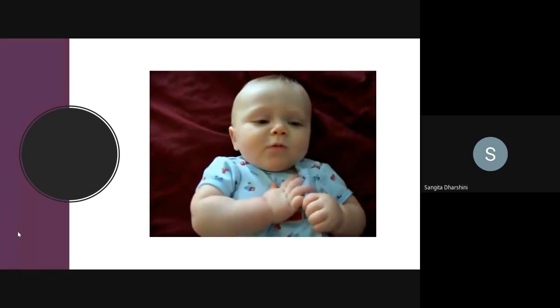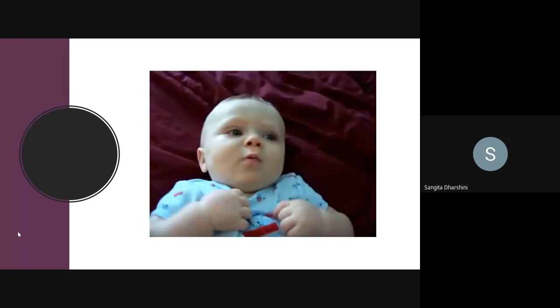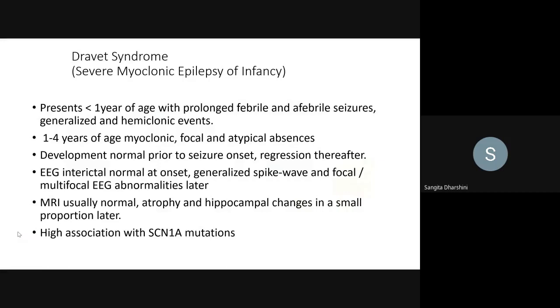The next nasty epilepsy syndrome would be Dravet syndrome, or another name for it is severe myoclonic epilepsy of infancy. It usually presents with a mixture of febrile and afebrile seizures, usually focal and generalized onset seizures. They usually present with seizures later on at about 1 to 4 years old, and they have different seizure types. Development is usually normal, and then later it slows down. EEG is usually normal, and MRI can be normal at the beginning, but later you can have some abnormalities.